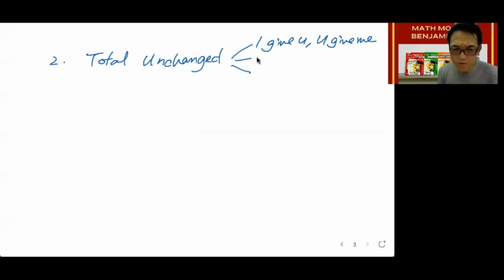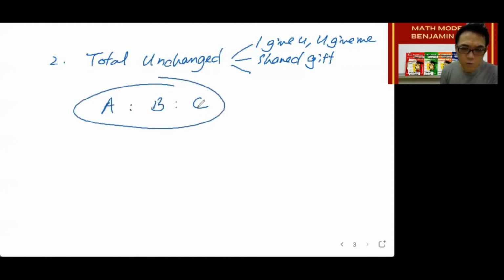A second type of total unchanged question will be what we call the shared gift or present question. A question like this will typically involve two or three people, A, B, and C, for instance, being three kids who share the money to buy a present for their parents or for their teacher or whatever it may be.